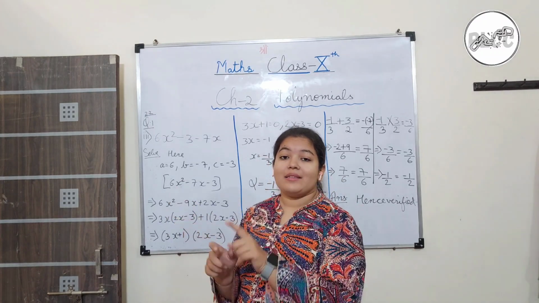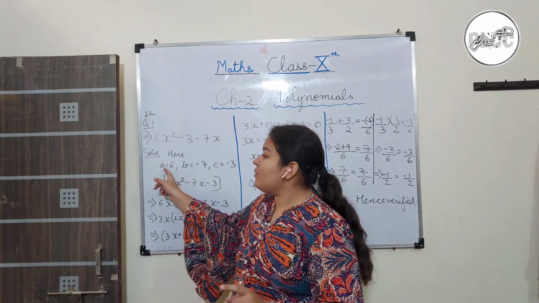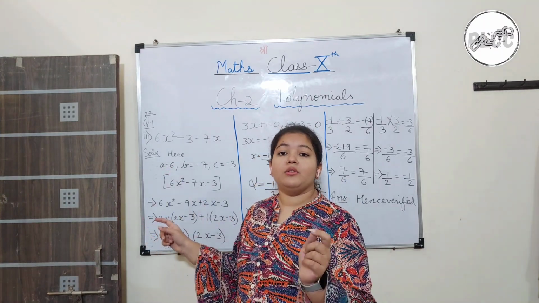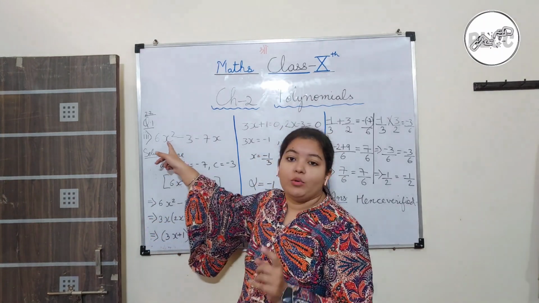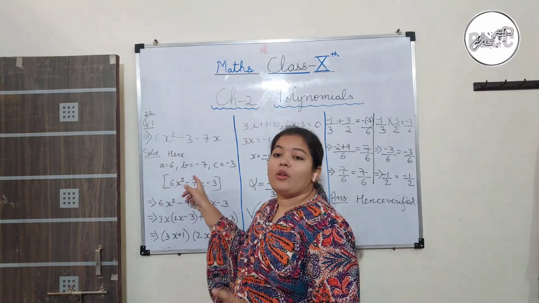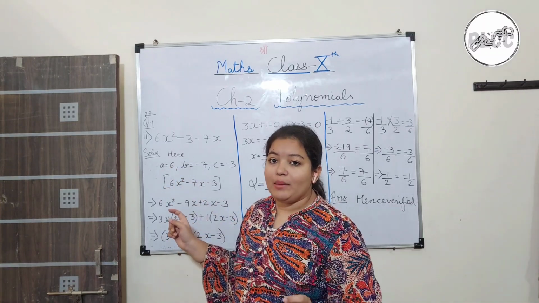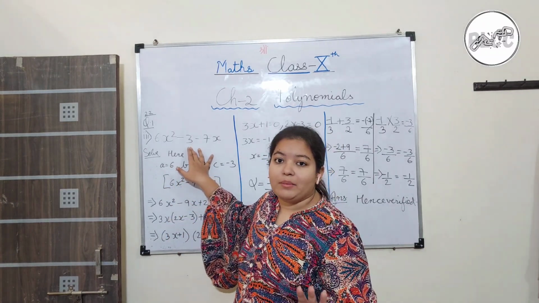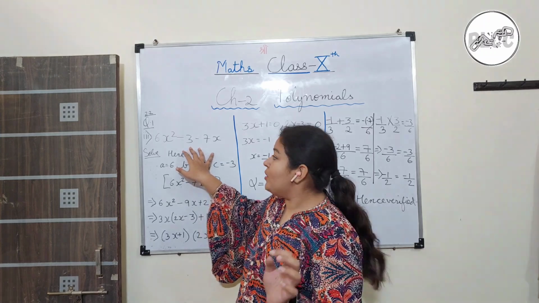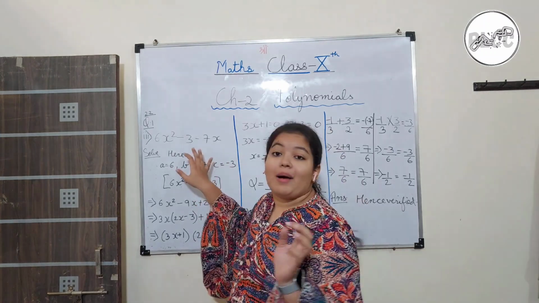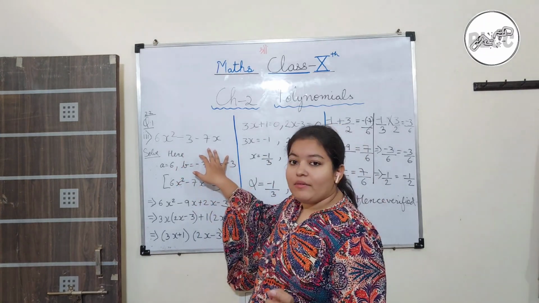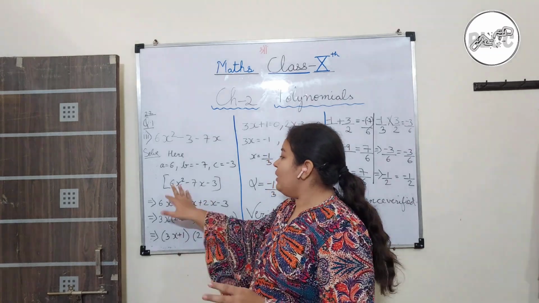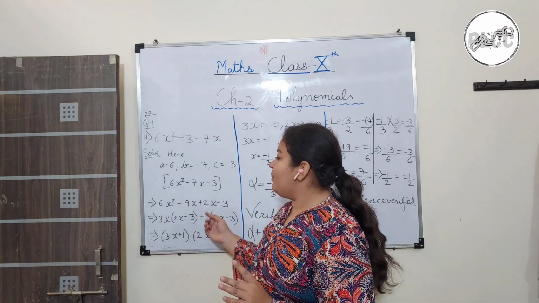As I have told you previously, a is always the coefficient of the power 2 variable. So the coefficient of the power 2 variable is 6. B is always the coefficient of the power 1 variable. And 3 has no variable, so 3 here is a constant term. So minus 3 is C and minus 7 is B. Got it? Then you have to arrange it in standard form, which will become 6x squared minus 7x minus 3.